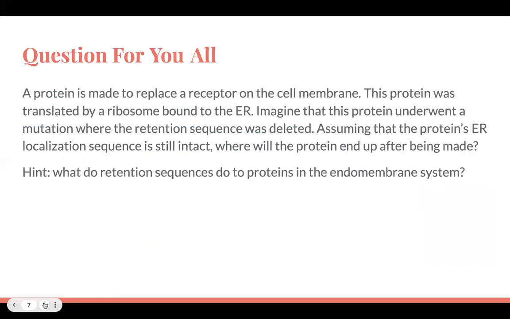So a question for you all. If a protein is made to replace a receptor on the cell membrane, this protein was translated by a ribosome bound to the ER. Imagine that this protein underwent a mutation where the retention sequence was deleted. Assuming that the protein's ER localization sequence is still intact, where will the protein end up after being made?